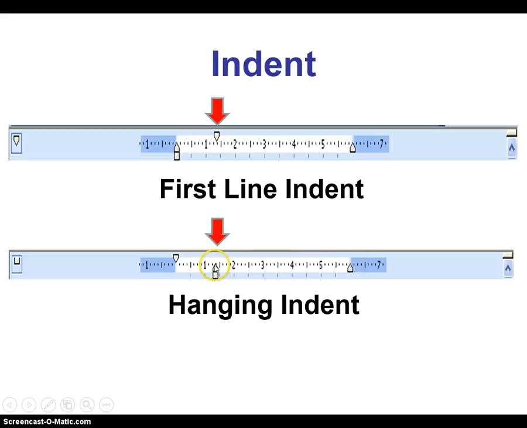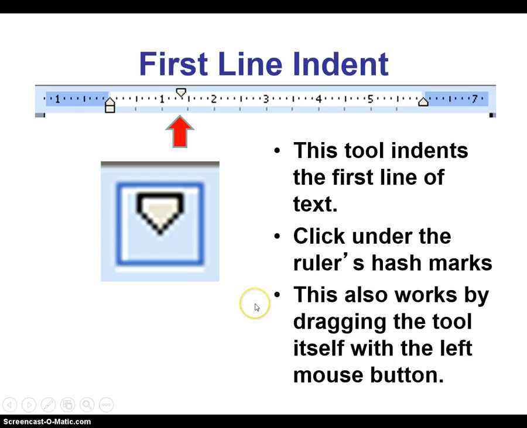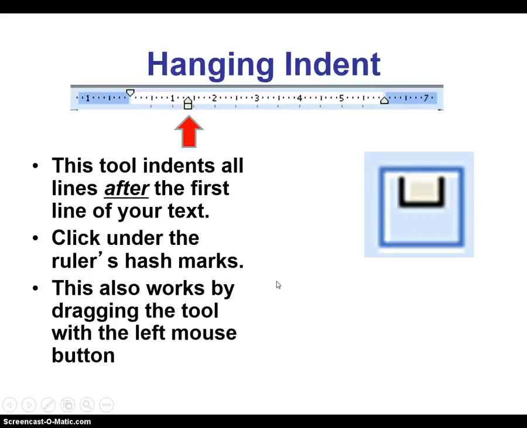But for hanging, you would click on the bottom triangle and drag it over. Reminder that first line indent means that the first line of the paragraph is indented and the rest of the paragraph is not. Hanging indent means that the first line is not indented and the rest of the lines of the paragraph are indented. This is not an accurate picture here.